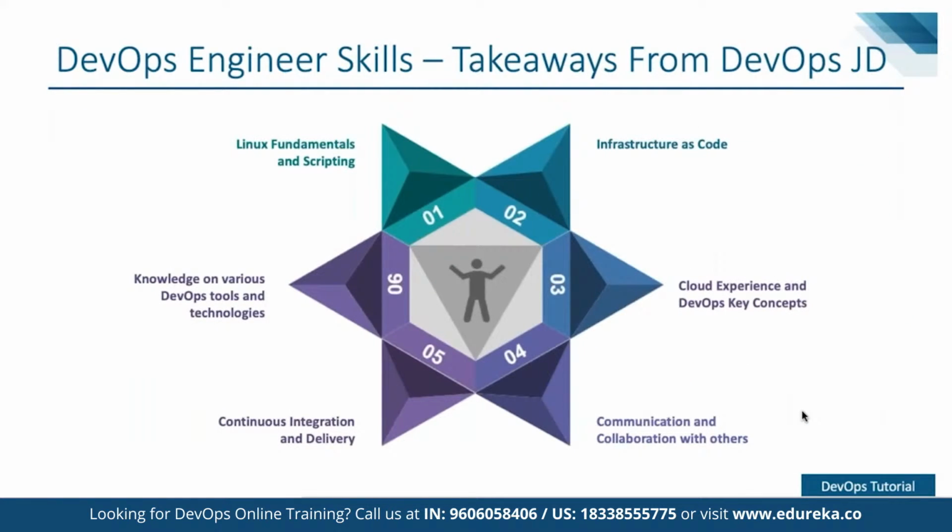Guys, see another job description. What are they looking for? They're looking for infrastructure as code. That means they're looking for people who know Ansible. They're looking for an understanding of Linux, people who know CI/CD, and people with cloud experience. So these are the typical skill sets people are looking for in the market when hiring someone with a DevOps skill set.